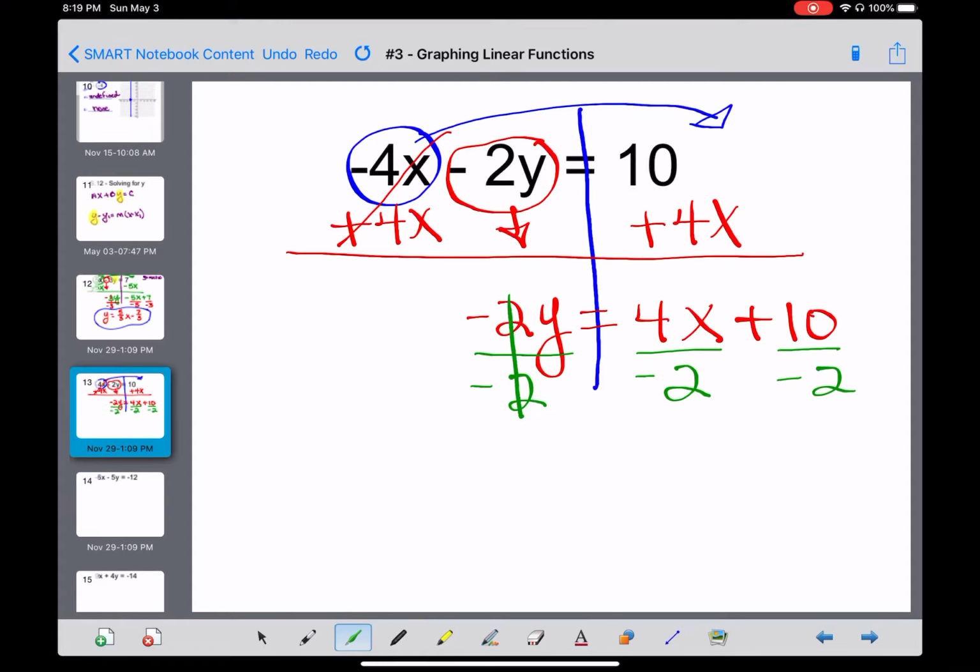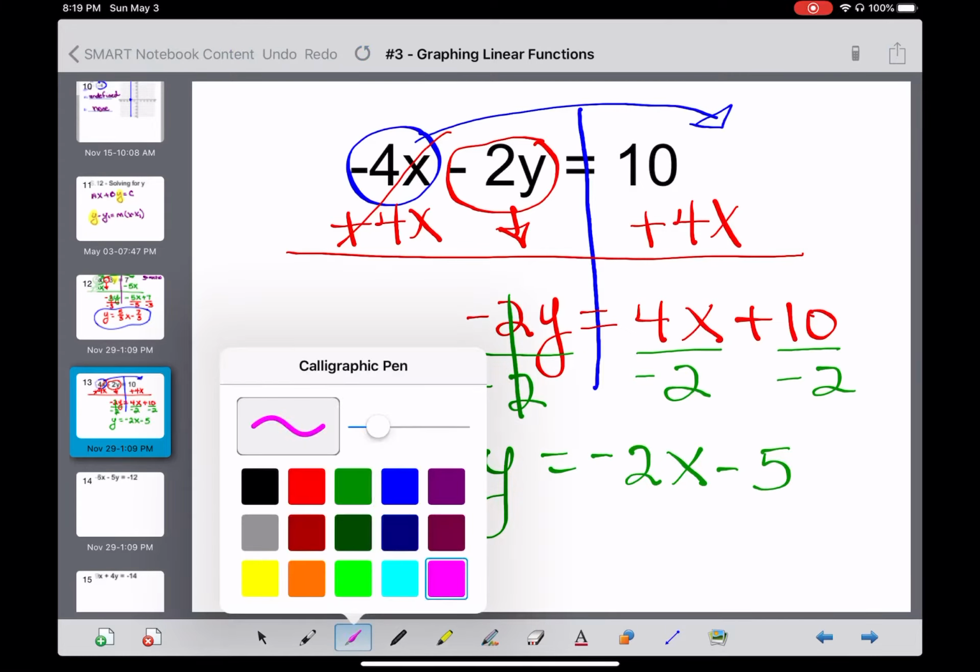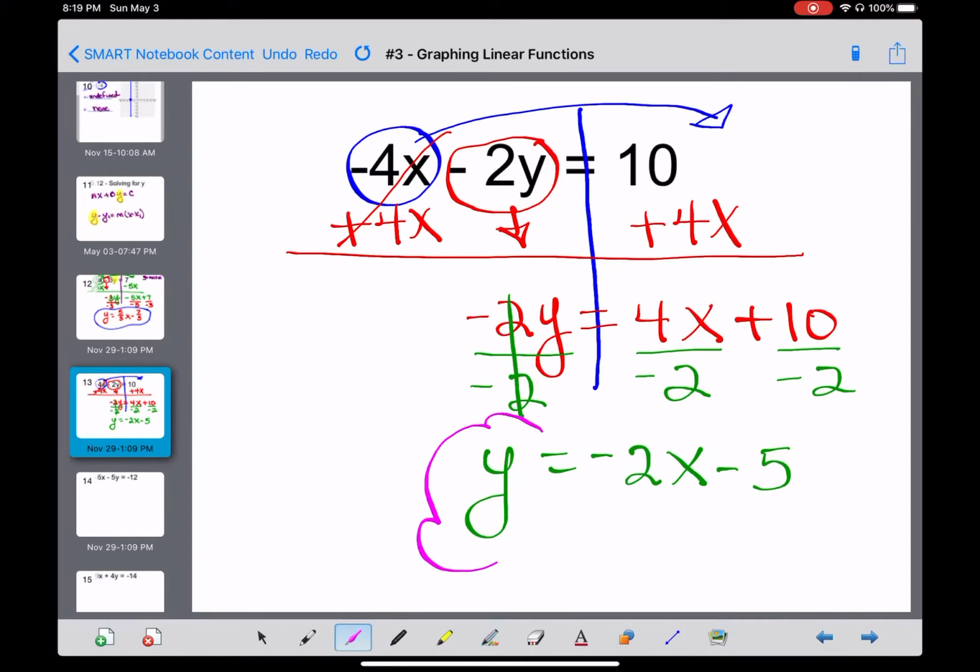So now in this case, I'm left with y equals 4 divided by -2 is -2x. 10 divided by -2 is -5. Guess what? That's it. We're done.